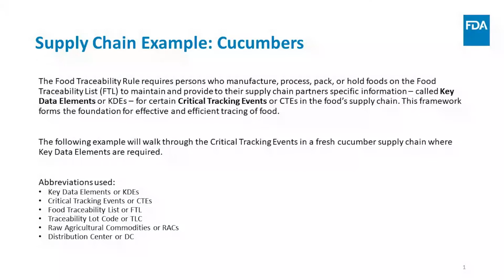The Food Traceability Rule requires persons who manufacture, process, pack, or hold foods on the Food Traceability List, or FTL, to maintain and provide to their supply chain partners specific information called Key Data Elements, or KDEs, for certain critical tracking events, or CTEs, in the food's supply chain. This framework forms the foundation for effective and efficient tracing of food.